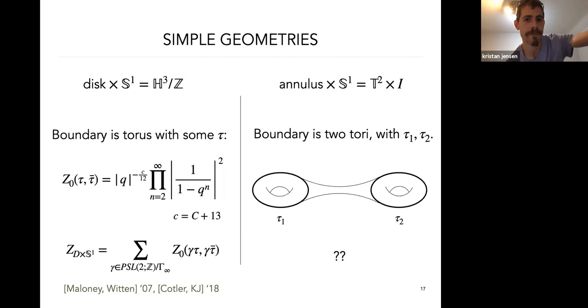And what happens? Well, the actual gravity path integral over configurations of this sort includes a modular sum. You sum over all possible ways that a circle on the boundary can be filled in the interior, and that ends up giving you a modular sum, a sum over vacuum characters, where the modular parameter tau is modular transformed. That's essentially what I've written here. And this is the Maloney-Witten partition function of 3D gravity.